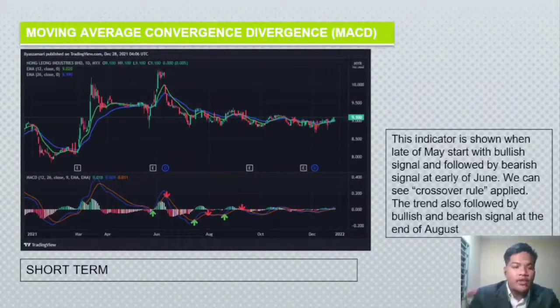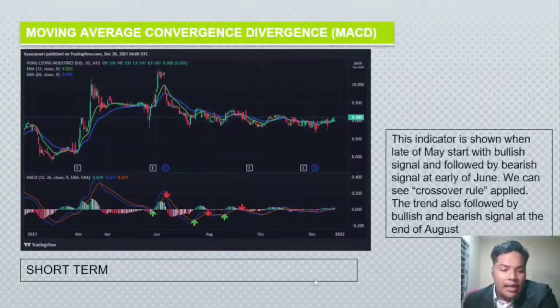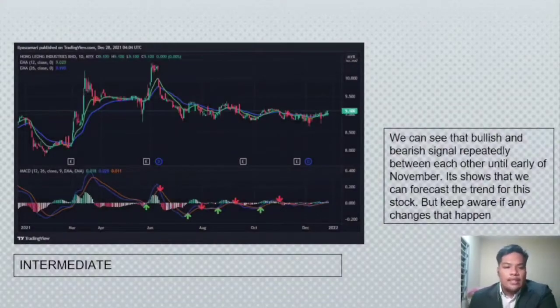As we can see, for the short term, it starts in early June with a bullish signal, and after that there is a bearish signal. For the intermediate term, it also starts with a bullish signal, and there is also a bearish signal. The signals alternated with each other until October.